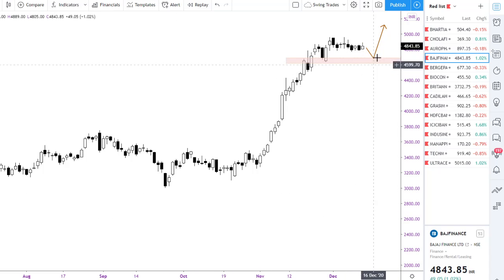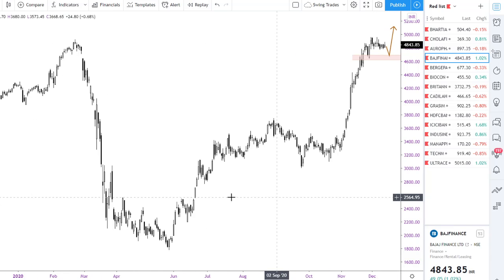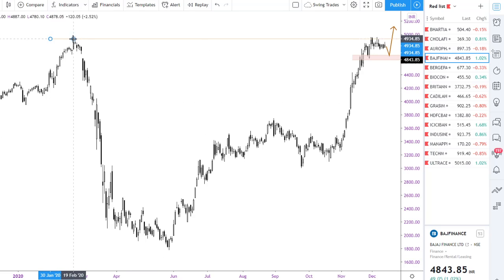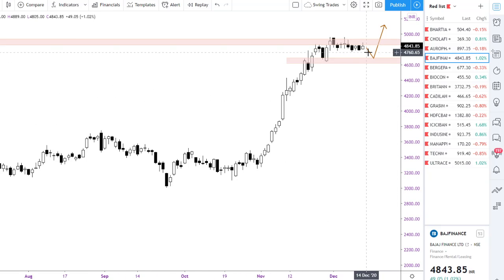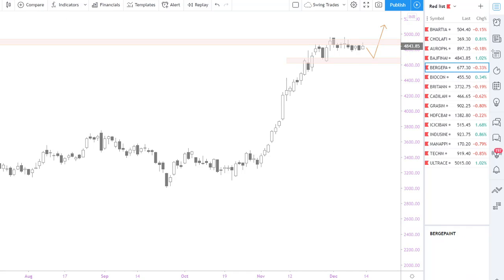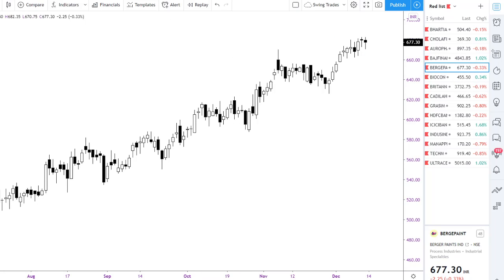So if you get a good buying opportunity on the daily basis, we're going to buy and look for a 1:2 risk to reward ratio. And this is kind of acting as a resistance zone, mind you. So if you get a good buying opportunity, we are expecting it to break this resistance and go above that. And the next one is Berger Paint.